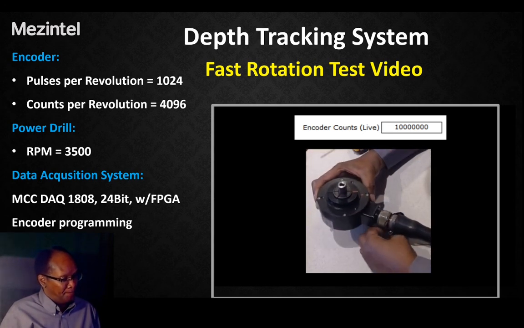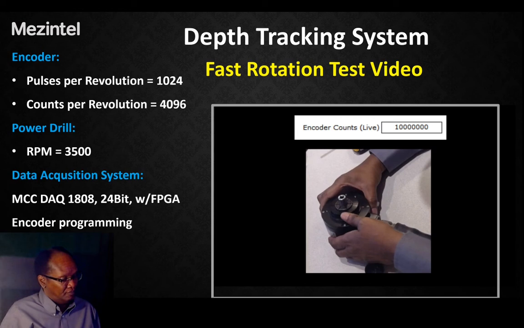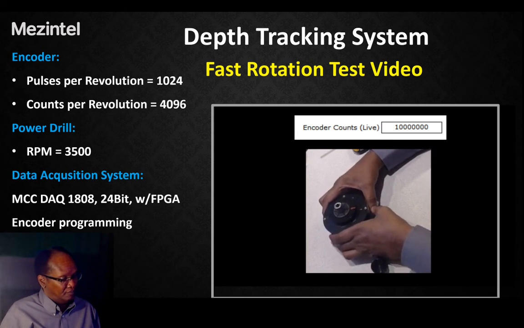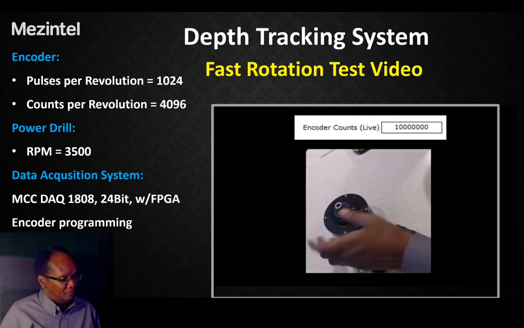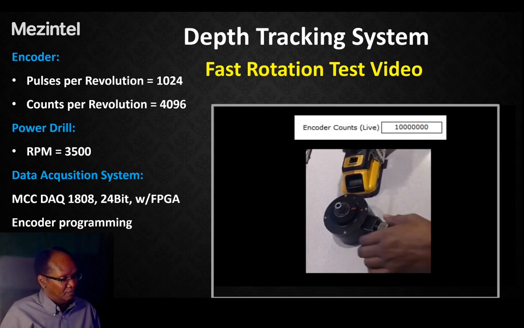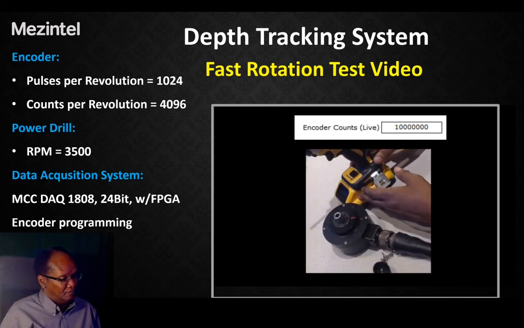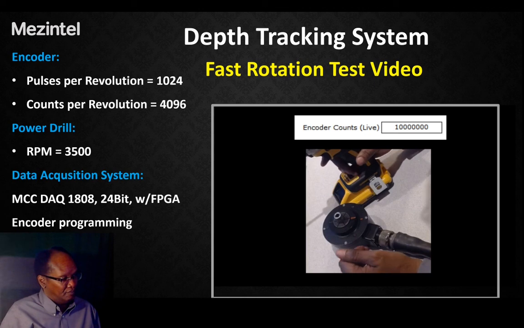So this is the test that we use to pass the encoders over here at Mezintel when we bundle them with the depth tracking system. And this test gives us full confidence that the encoder will work properly, it will be repeatable, and it will be accurate in the field. Because in this case, we have assumed that the drawworks will rotate as fast as 3,500 revolutions per minute, which is a very fast rotation.